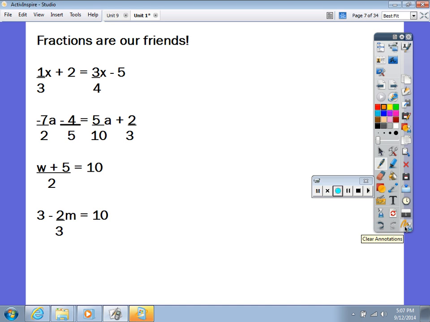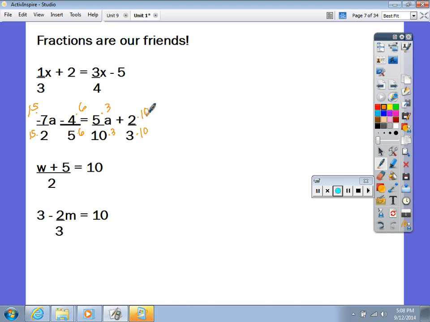Let's do the next one. There's nothing to distribute, so I'm going to go ahead and I'm going to find my common denominator. And the common denominator between 2, 5, 10, and 3 would be 30. Okay? So, since it is 30, that would be times 15. This would be times 6. This would be times 3. And this would be times 10.